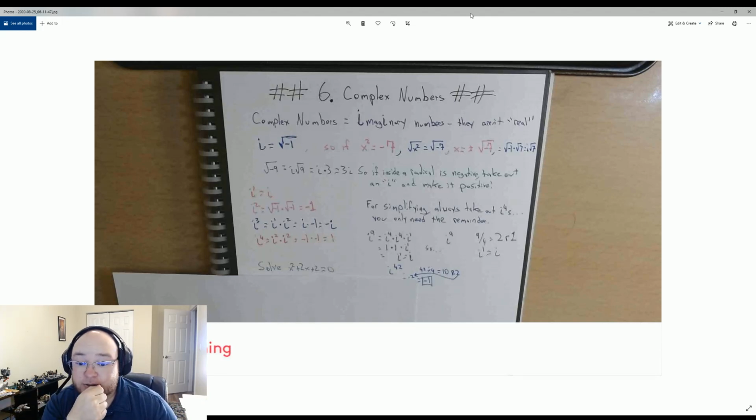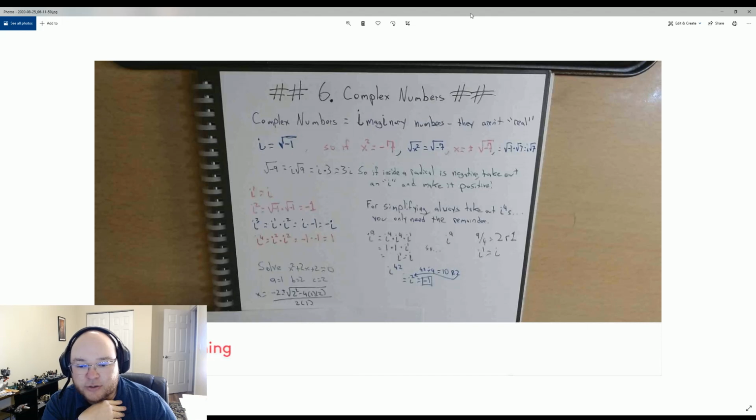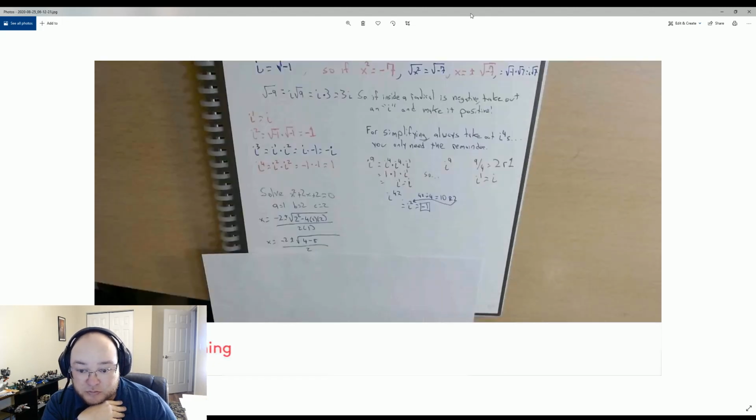So if we have x squared plus 2x plus 2 equals 0, we have a equals 1, b equals 2, and c equals 2. We plug it into our x equals -b plus or minus the square root of b squared minus 4ac all over 2a. You end up with -2 plus or minus the square root of 2 squared minus 4 times 1 times 2 all over 2 times 1. That turns into x equals -2 plus or minus the square root of 4 minus 8 over 2, which turns into -2 plus or minus the square root of -4 over 2.